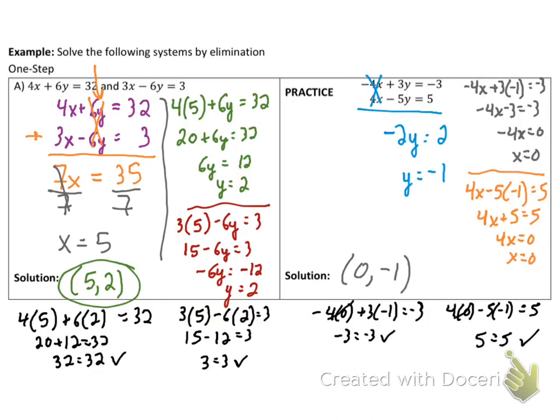All right, so there is the work for your practice problem. You should get a solution of 0, negative 1. And then below those problems in the black ink, you remember, check your answer. So take that solution, plug it back into both of your equations and make sure it works. If it doesn't work, you did something wrong.